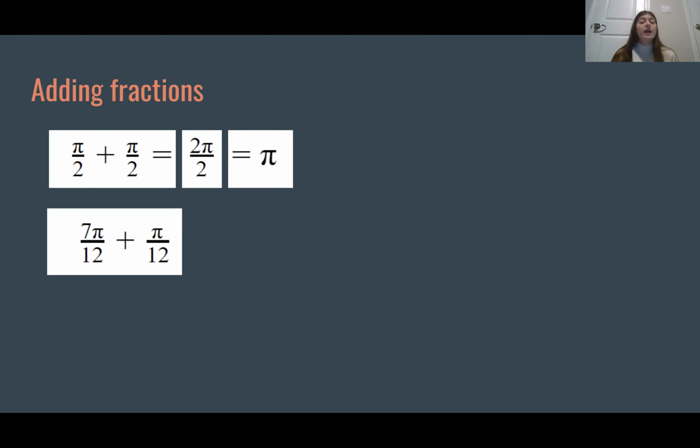1 pi over 12. Still, again, we have a common denominator, so that's pretty easy. We can just add across the top, add across the numerator. So 7 pi plus 1 pi is 8 pi, and then over 12, right? Because we have that common denominator. Again, we can simplify this fraction.